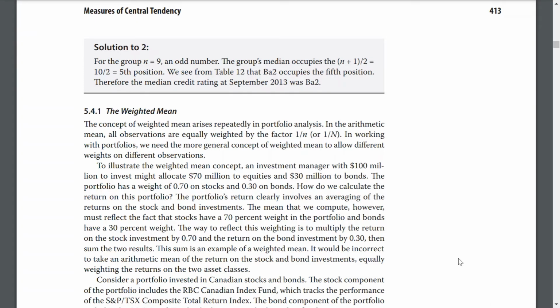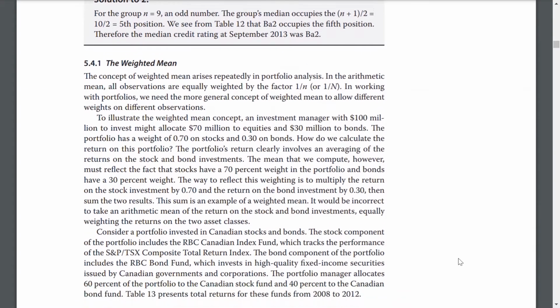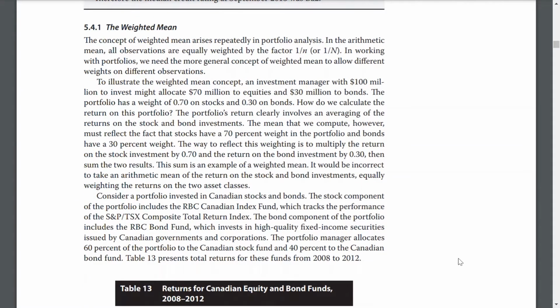The weighted mean. The concept of weighted mean arises repeatedly in portfolio analysis. In the arithmetic mean, all observations are equally weighted by the factor 1 divided by n. When working with portfolios, we need the more general concept of weighted means to allow different weights on different observations. To illustrate, an investment manager with 10 million in investments may allocate 7 million to equities and 3 million to bonds. The portfolio has a weight of 0.7 on stocks and 0.3 on bonds.